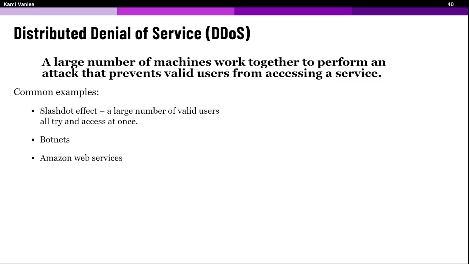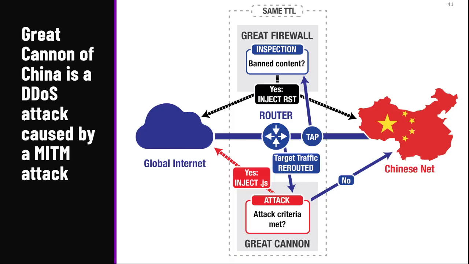Common examples: Slashdot effect, botnets. I have not talked in depth about botnets, but the entire idea is that I hack into a whole lot of computers, and then I send a message to every single computer saying, all of you, please try to visit this one website at the same time. And boom, down goes the website. I think this, I don't know if this is still a thing.